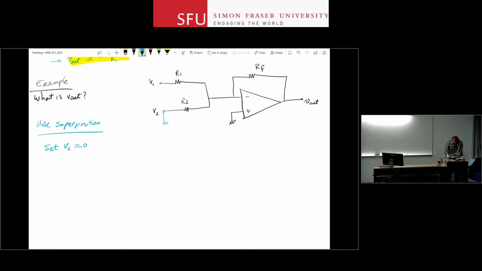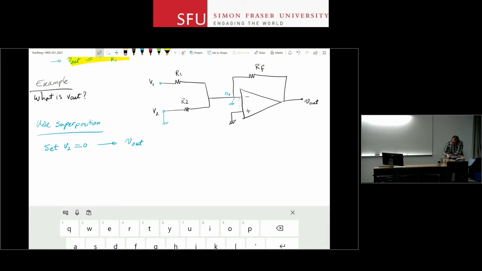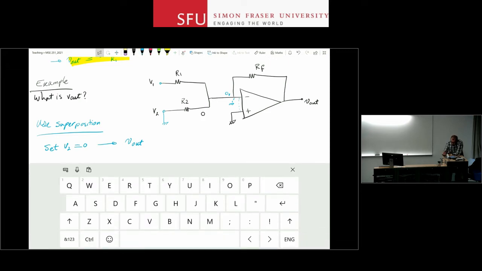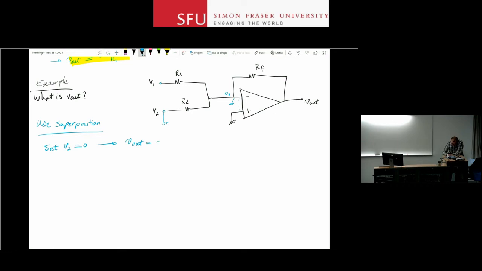And then if I do that, I can see that in this case, well, I have my virtual short between these 2 inputs. Therefore, I have a virtual ground connection here. With the virtual ground, I get 0 volt here. It's not ground, it's 0 volts. If I have 0 volt here, I have 0 at this end of R2, 0 for V2, and therefore R2 really doesn't play any role in this circuit. I am back to my original circuit. So V out is minus RF over R1 V1.